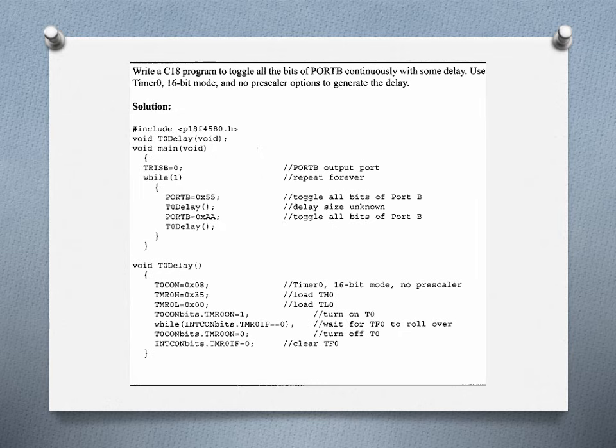Coming to the delay program, as we have already studied, the TCON register is configured and any value can be loaded into the high and the low registers, and then the timer on bit of the TCON register has to be set to 1. Then polling is done to check whether the timer interrupt flag is set. Until it becomes 1, it will remain in the same loop. Once it becomes 1, it means that the timer has overflowed, so the timer can be stopped, and the timer interrupt flag has to be cleared.